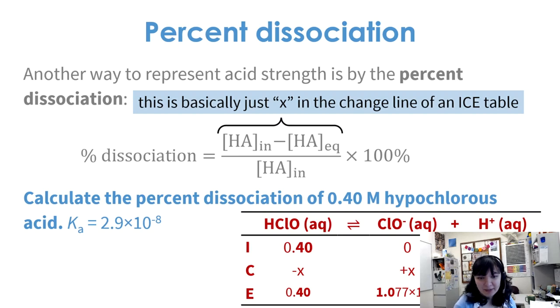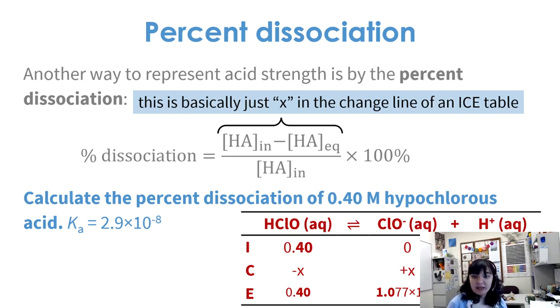But I've already included here the equilibrium concentrations of our different products and reactants for this ice table. So I set things up initially with 0.40 molar of the acid and then 0 molar for both of the products. The change is, of course, subtracting from the acid and adding to the product side. And then using the equilibrium constant provided, I can solve for x and find that the change variable is about 1.1 times 10 to the minus 4 molar.